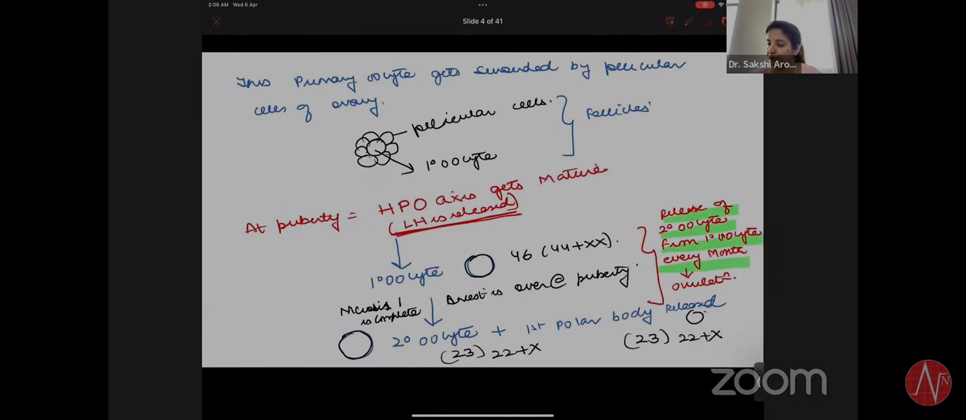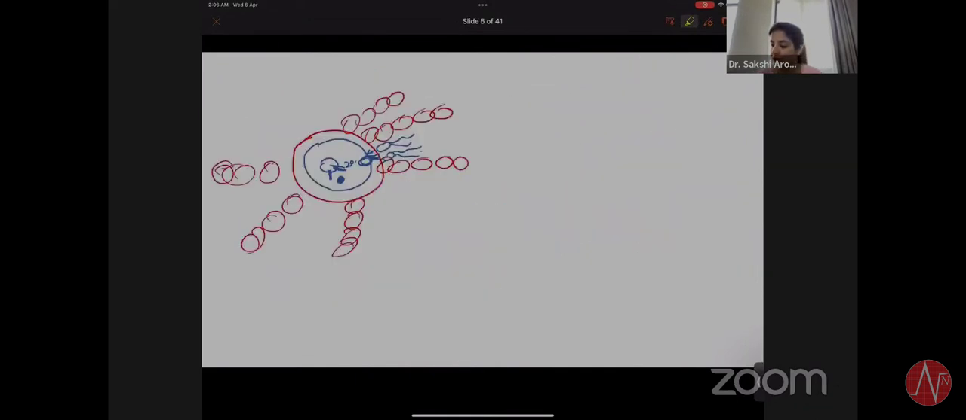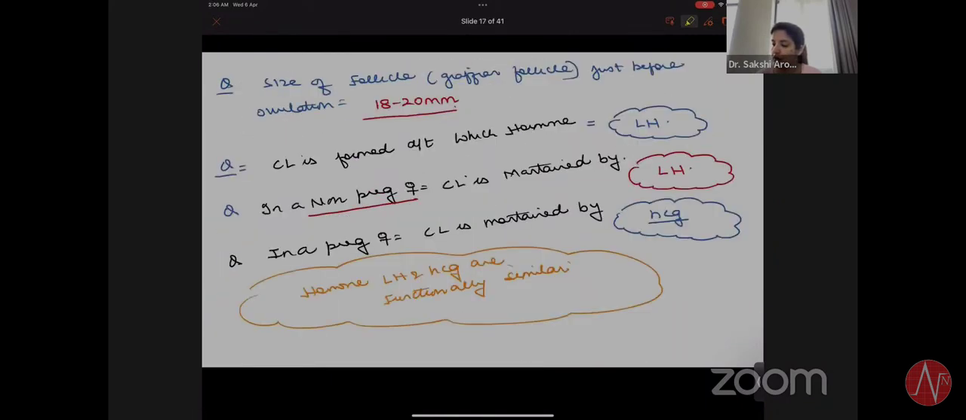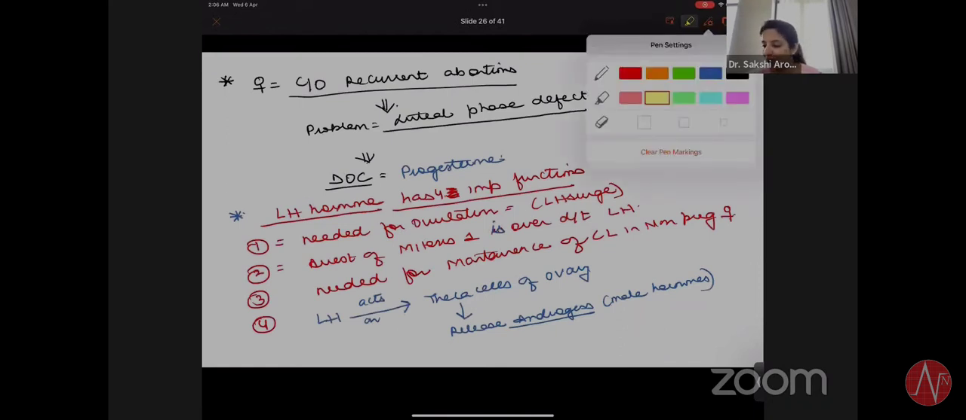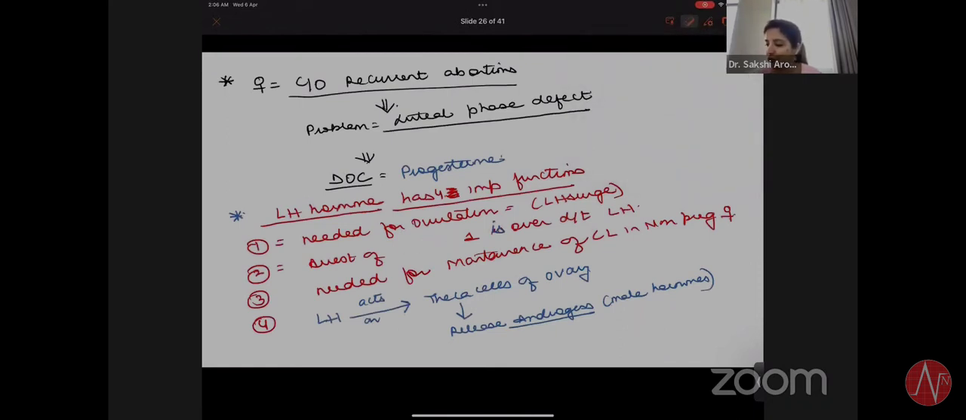ये देखो. At puberty, HPO axis gets mature, LH is released, primary oocyte will get converted into secondary oocyte, arrest is over. Right? So, it is needed for, acha, okay, I have understood, because I have written galti se mitosis, you are right, it is meiosis. So arrest of, that was my mistake, arrest of meiosis 1 is over due to LH.